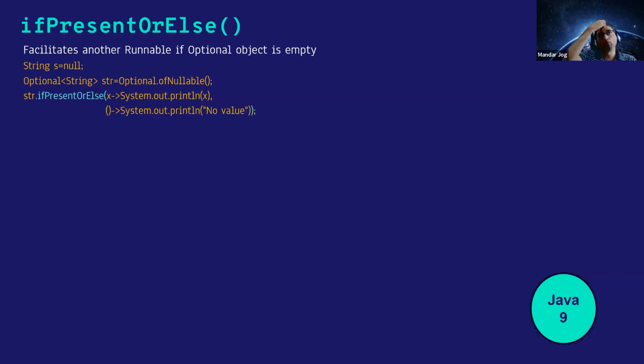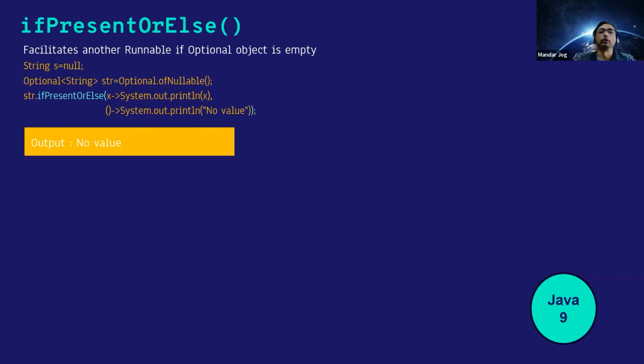Earlier, if you remember, you used to have the if-else condition, like Optional.isPresent, get the optional content, and then else there is no object retrieved, something like that we used to do. Now here you don't have to do that. You will say ifPresentOrElse, and if it is present, print me this. If it is not, print me this. So the output of this is no value because this is null. And that's one of the very interesting things given to you in Java 9.